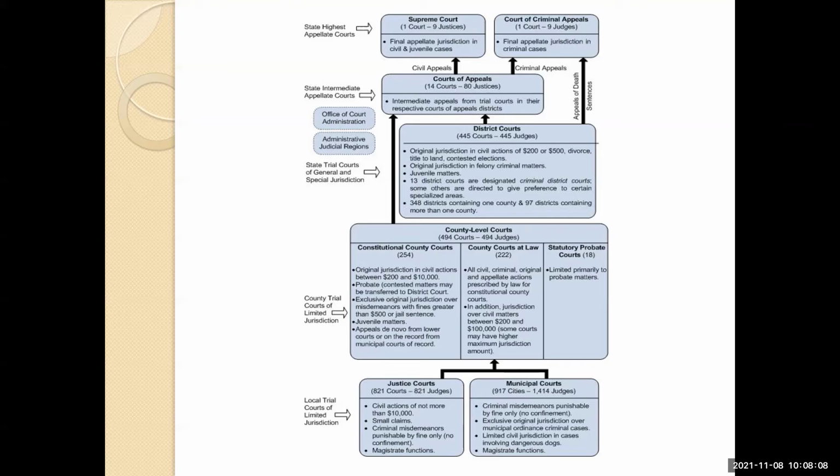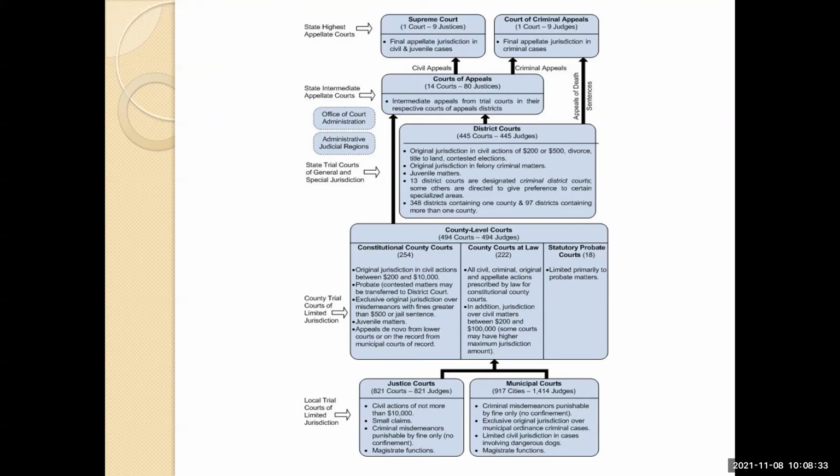So those black line arrows that you see here are showing levels or directions of appeals and how they move appeal from one level of court to another level of court. So what we're going to do now is move through this whole diagram, looking at these individual courts and what their jurisdictions are.